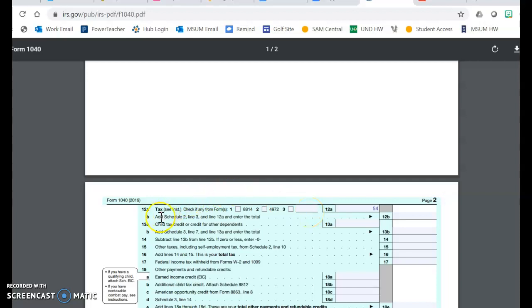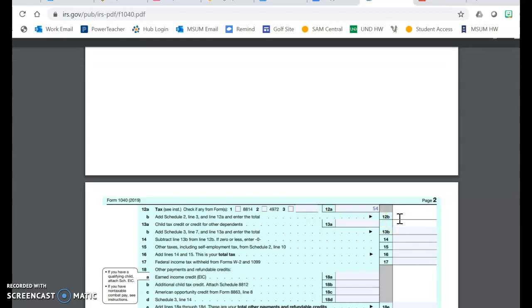So for 12b, it says add schedule 2, which we said was 0, line 3, and line 12a. Well, line 3 right here, this was a 0, so we're just going to add all these together and we're just going to get 54.